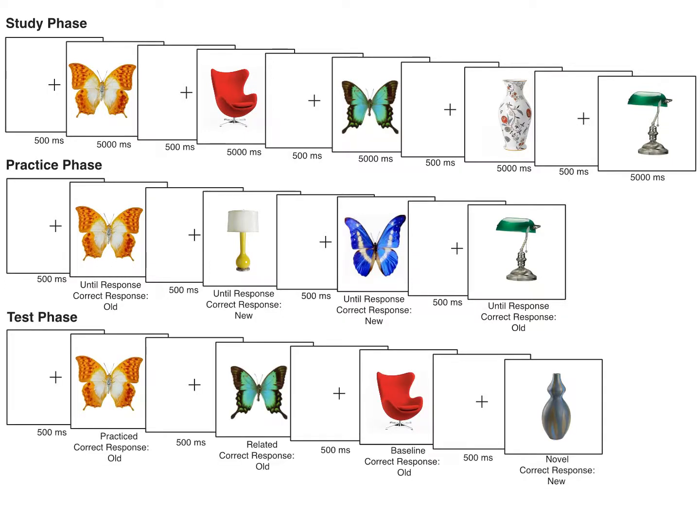The third phase is the test phase, where you will see again images presented at some point earlier in the experiment and images that have not yet been shown before in the experiment. Your task will be the same as it was in the practice phase. You will again respond via button press to report whether or not you have seen an image before. But this time the question is whether or not you've ever seen the picture at any point in the experiment.